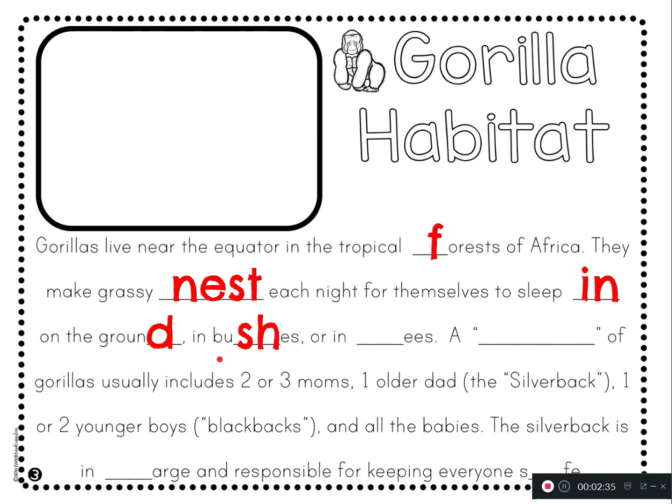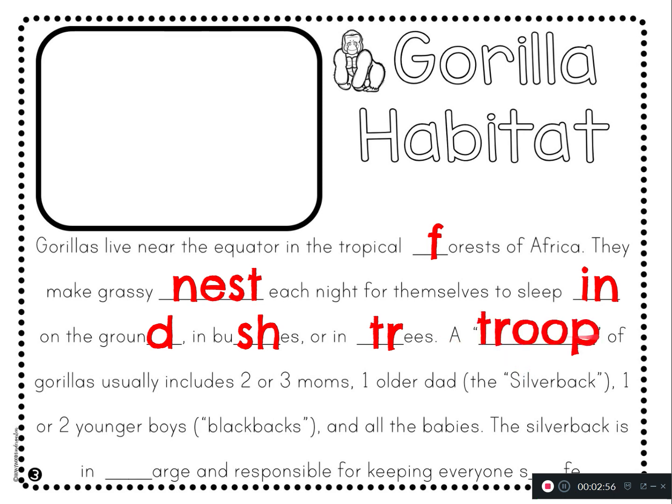In bushes, you can add sh for bushes, or in trees, tr for trees. So gorillas make grassy nests each night for themselves to sleep in on the ground, in bushes, or in trees.